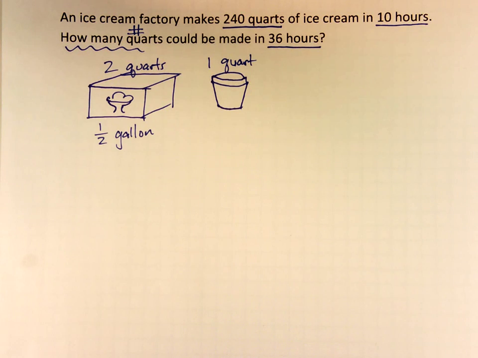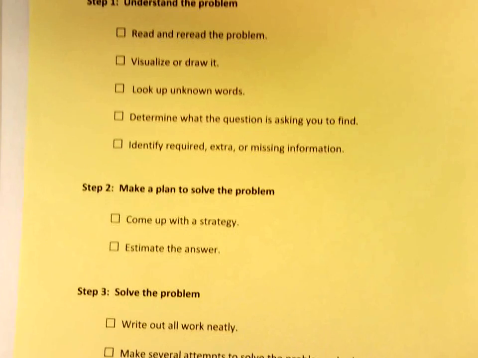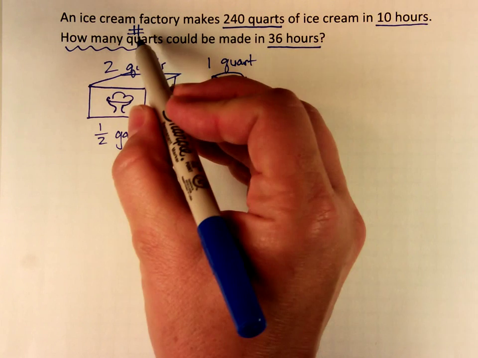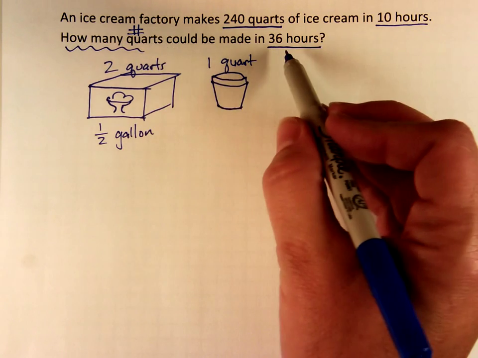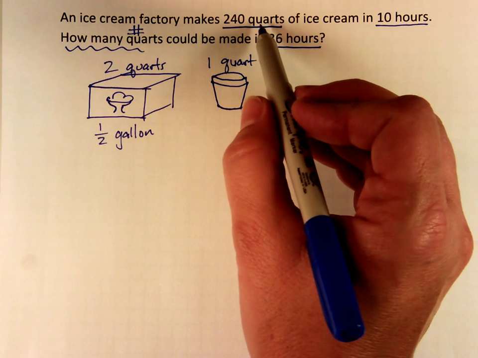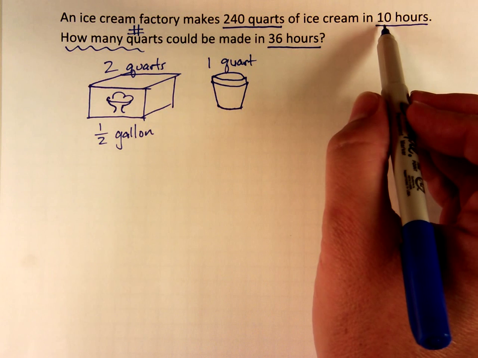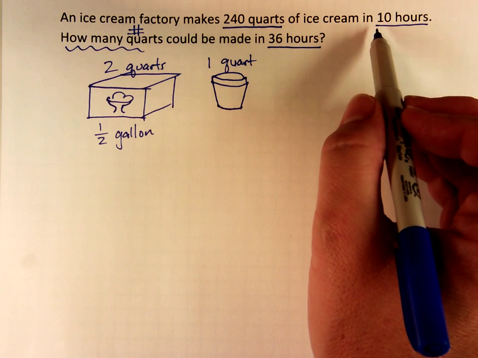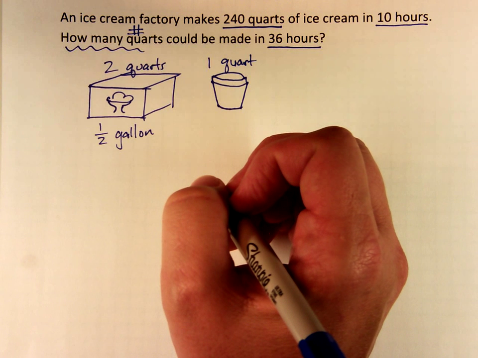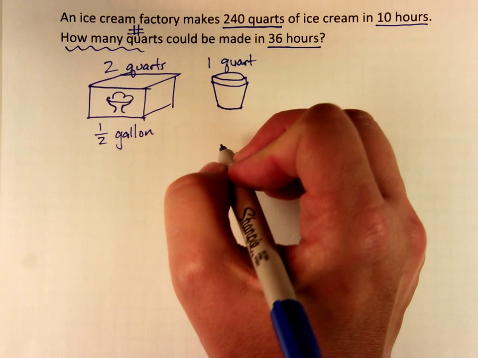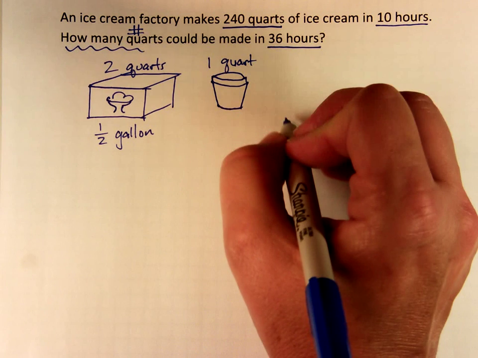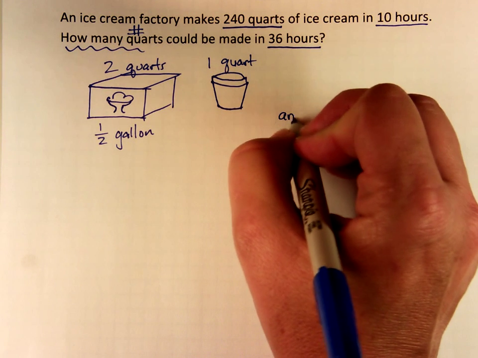Now, the next step says determine what the question is asking you to find. The question wants to know a number. How many quarts could be made in 36 hours? They've given us the amount of quarts that you can make in 10 hours. So it might not be obvious, but this is going to be a rate problem. In other problems we've talked about a rate might be, for instance, distance over time. This time it's actually going to be an amount of something.